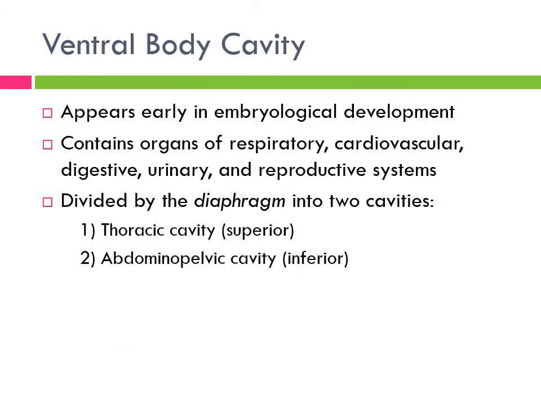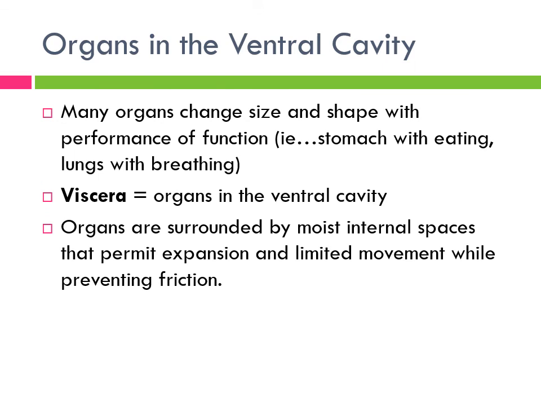The ventral body cavity appears early in embryological development and contains all of our major organs: respiratory, cardiovascular, digestive, urinary, and reproductive system. Then our diaphragm evolves and it separates this into our thoracic cavity, which is superior, and our abdominal pelvic cavity, which is inferior. Our organs that change in shape and size, we already talked about: the stomach, the lungs, the bladder, the digestive system, the uterus. The general term for our organs is viscera. So all of our organs are considered viscera.